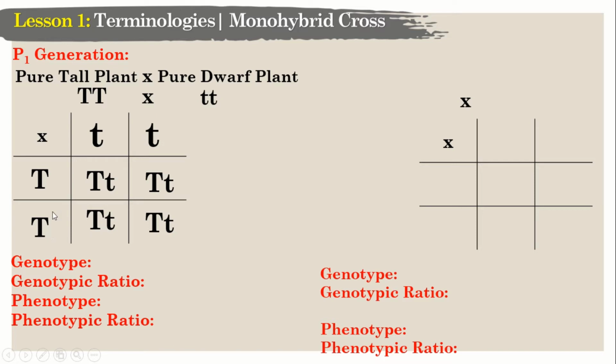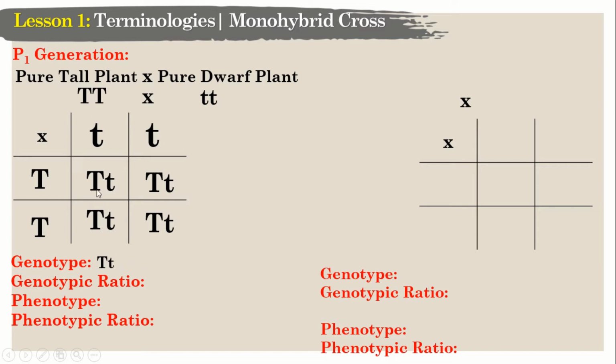Nung kinros natin yung pure tall and pure dwarf, ito yung naging offspring nila. So, ano yung mga possible or yung mga gene combination na present? So, how many gene combinations do we have? We have 4, right? Pero, are they similar or different from one another? So, they are all the same. That's why, for our genotype, we simply have one gene combination.